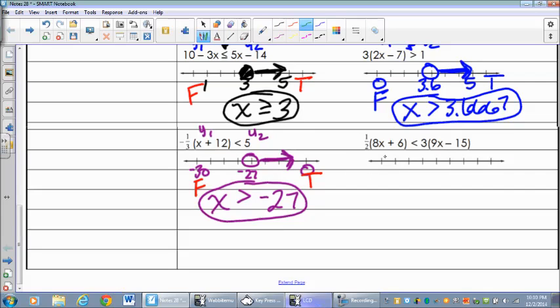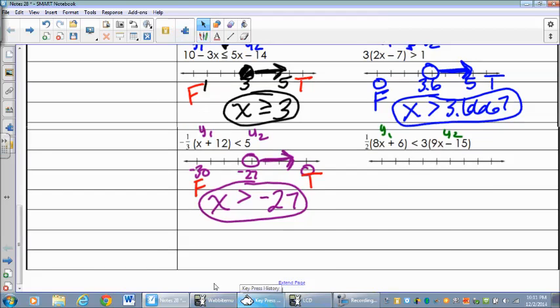All right, the next one. This one looks complicated. Let's see, this is going to be y1 and y2. I'll go to my calculator.